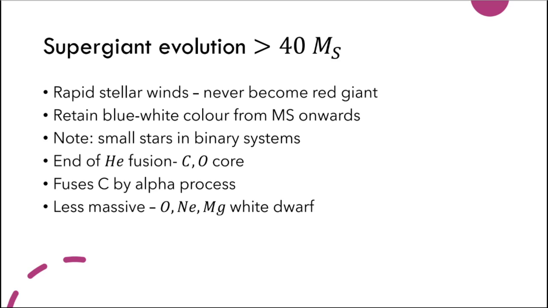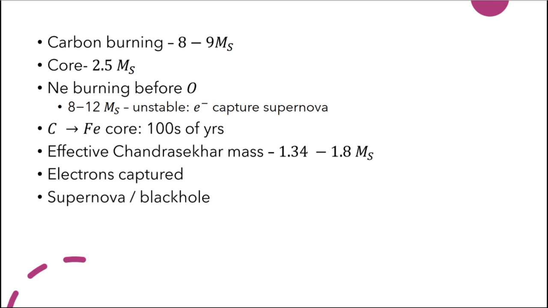And when the helium fusion finishes, you are left with a carbon and oxygen core. And the carbon further fuses by the alpha process as well to form neon, sodium, and magnesium. But the less massive stars, they form an oxygen, neon, magnesium white dwarf. Next slide.